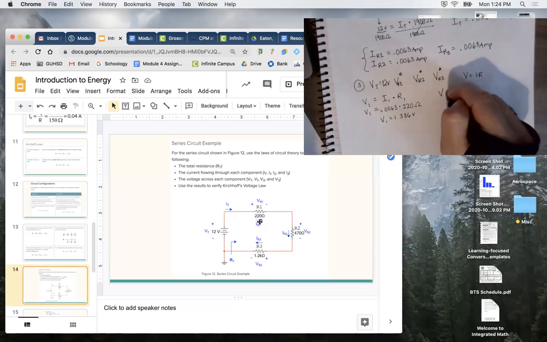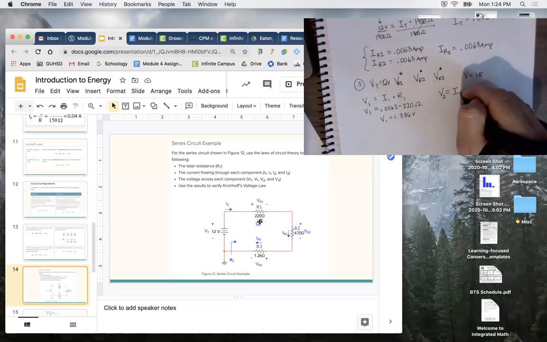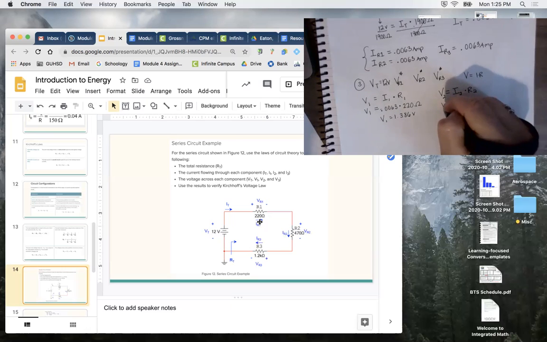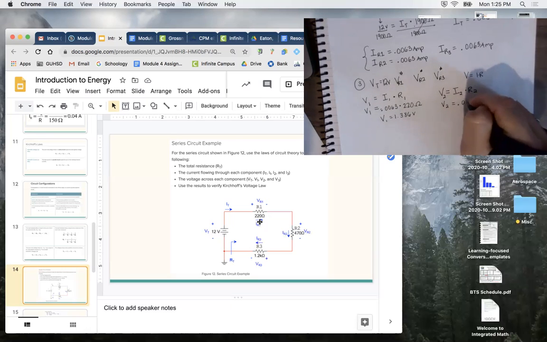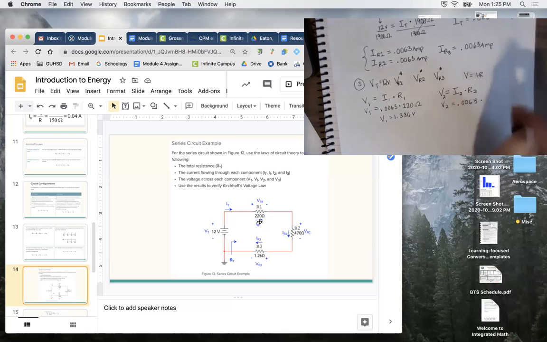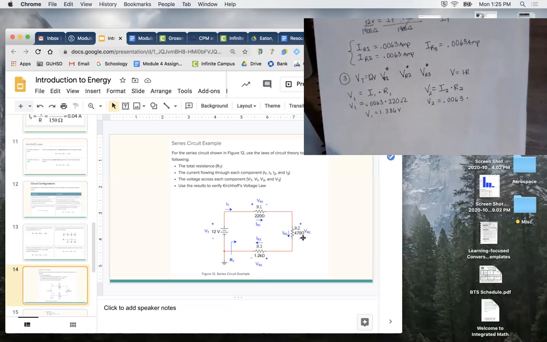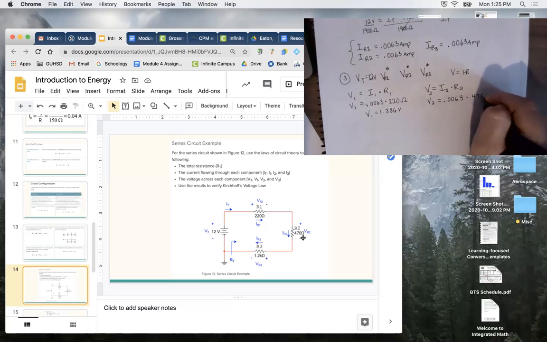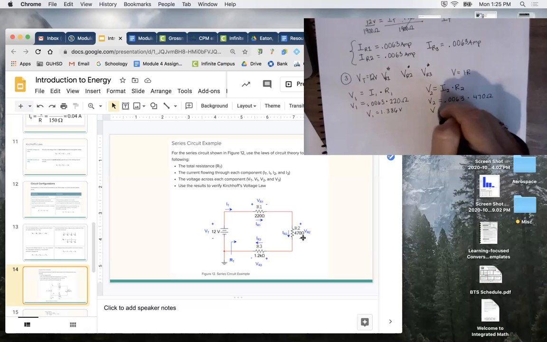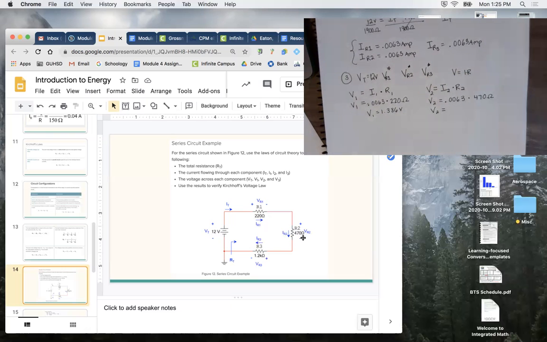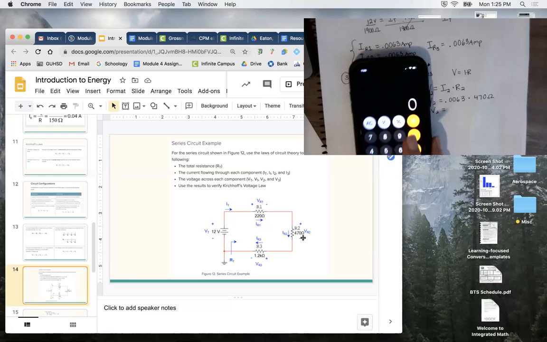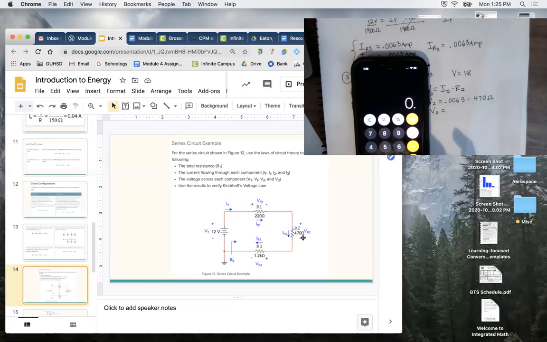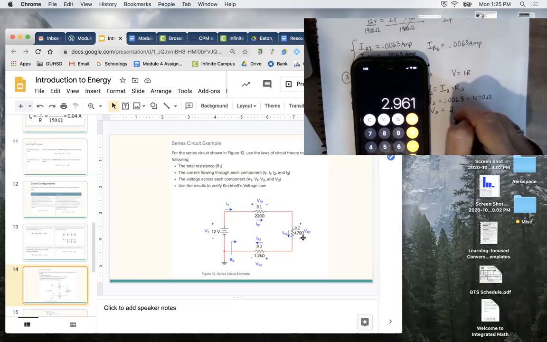Now I do the same thing for 2. The voltage at 2 is the current at 2 times the resistance at 2. Well, my voltage at 2 would be that 0.0063 times my resistance at 2. Well, my resistance at 2 is 470 ohms. My voltage at 2 is equal to, again, just doing the math here, 470 times 0.0063, and I get 2.961 volts.